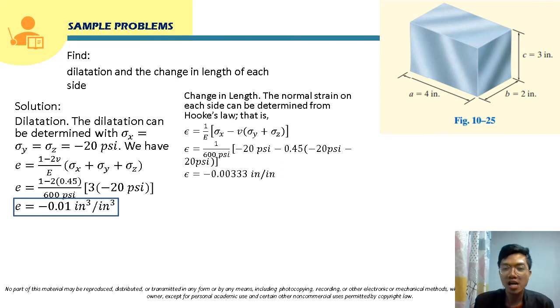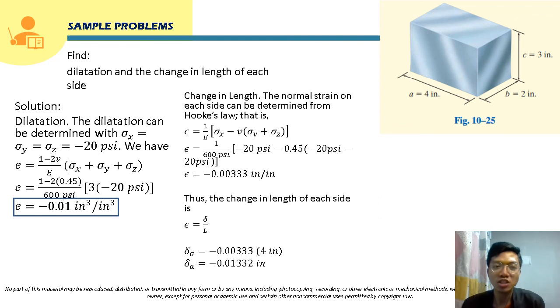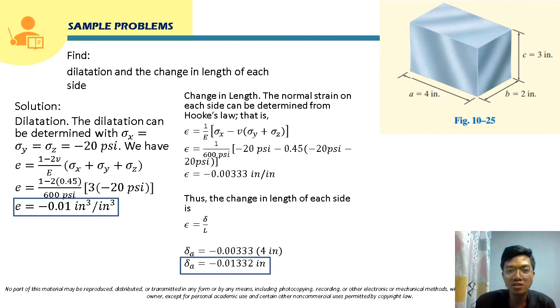For the deformation of side A, side B, and side C, we will use this epsilon. This will be the epsilon for all the computation of deformation. For the deformation in side A, this will be delta equals epsilon times L. The epsilon is this, and the original length is 4 inches. So the change in length of side A will be negative 0.01332 inches. This will now be the answer for this side.